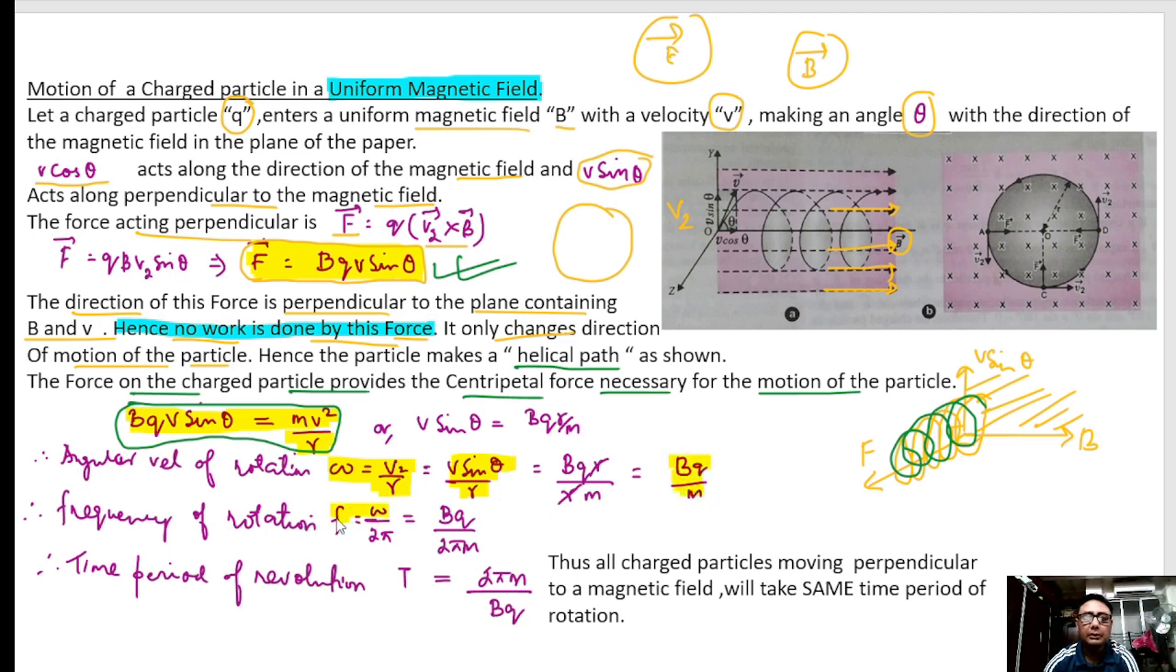Similarly, frequency of rotation is omega by 2 pi, which is this, and time period of rotation is the inverse of frequency, which is 2 pi M by BQ. So these are the different small formulas which we require here. Thus all charged particles moving perpendicular to a magnetic field will take the same time. As you can see, this is a constant, 2 pi M by BQ. Everything is constant here, so in a magnetic field all the charged particles will take the same time period. Clear?